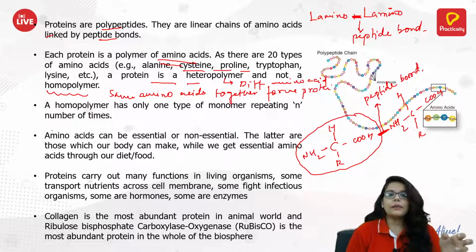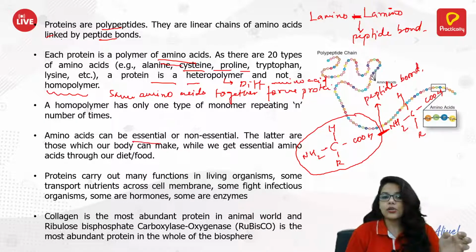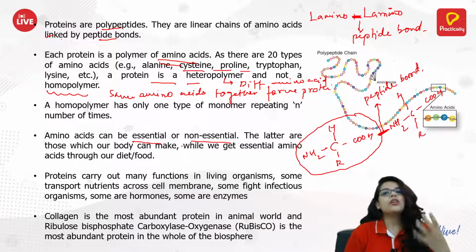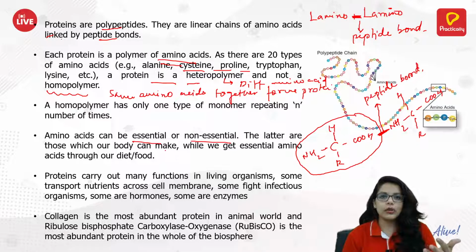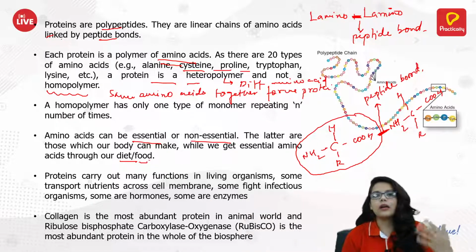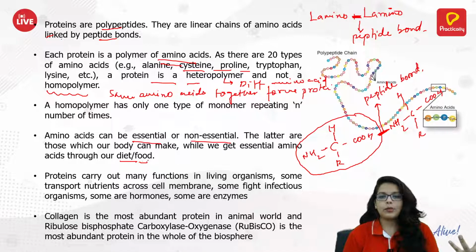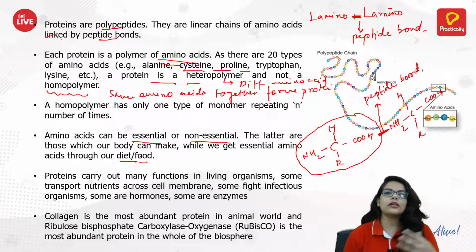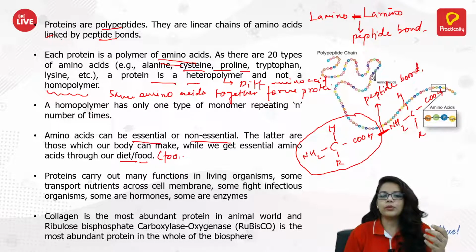Now amino acids can be essential, and can be non-essential also. The thing is, our body does not make essential amino acids. What we do is take our amino acids from our diet, food, from plants, animals, etc. Because our body cannot make the essential ones which we actually need, this comes from the food.